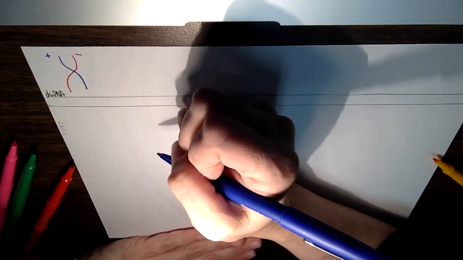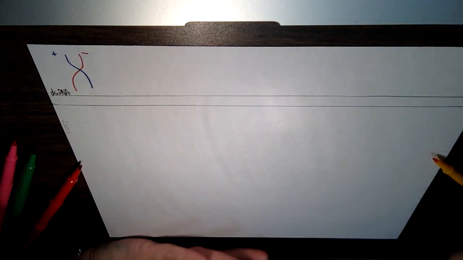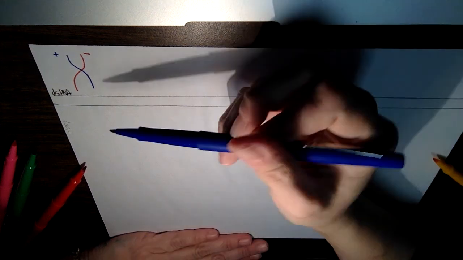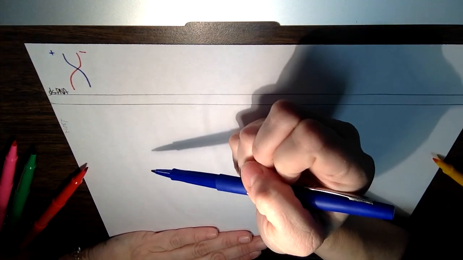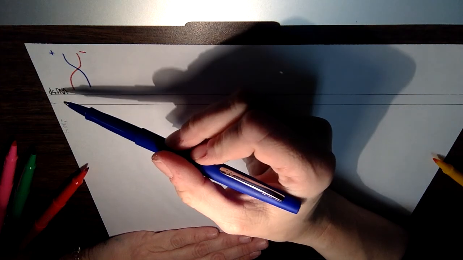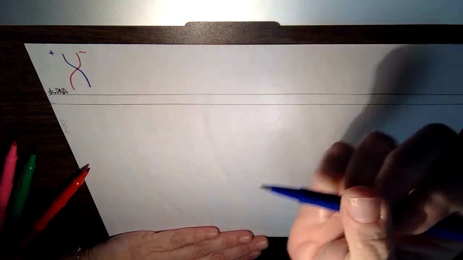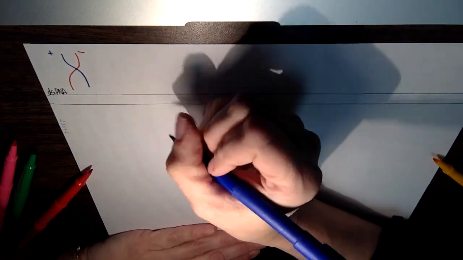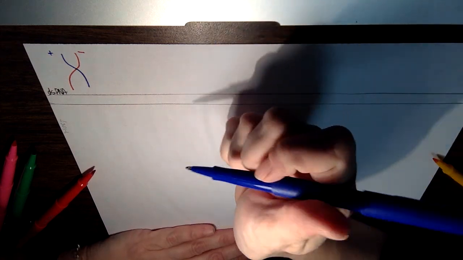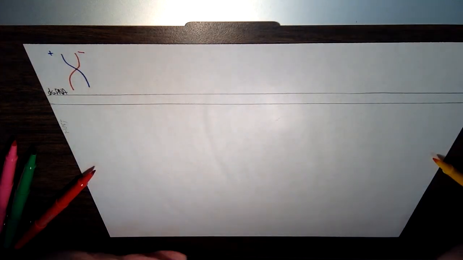Now, what do we need for the ribosome to be able to read the genetic material? Can the ribosome read double-stranded DNA? No, it can't. It needs to have the single-stranded positive RNA. So how do we get from here to that?